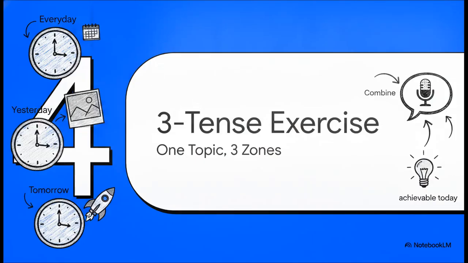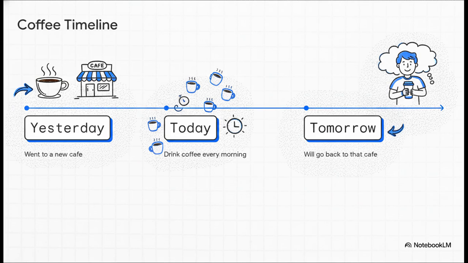Okay, here's where it all comes together. Section 4, the 3 tense exercise. One topic, 3 time zones. So we've covered the everyday, the yesterday, and the tomorrow tenses. Now let's combine all 3 to prove to you that basic conversational fluency is entirely achievable today. Let's consider a very, very important topic, coffee.